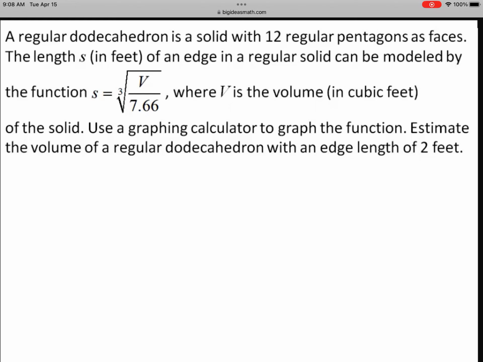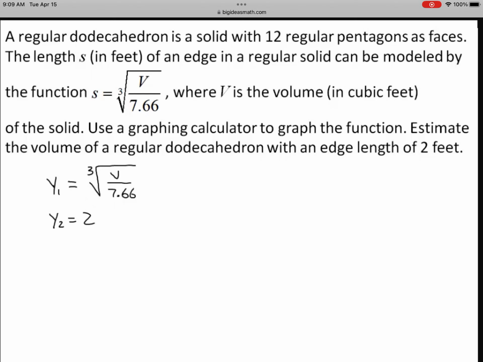Use a graphing calculator to graph the function. Estimate the volume of a regular dodecahedron with an edge length of 2 feet. First enter y1 equals the cube root of the quantity V divided by 7.66, and y2 equals 2 into your calculator and graph the equations.